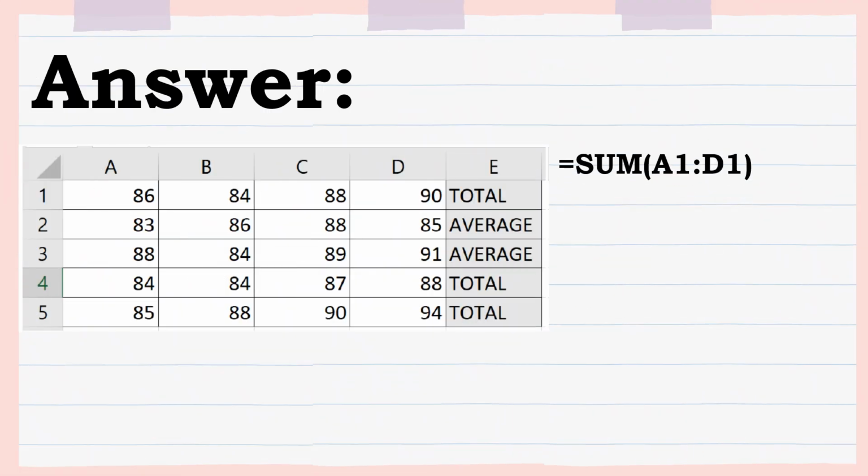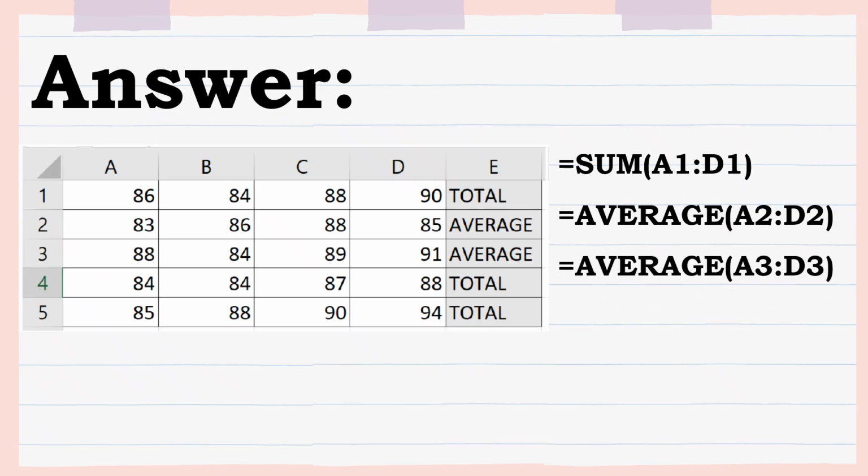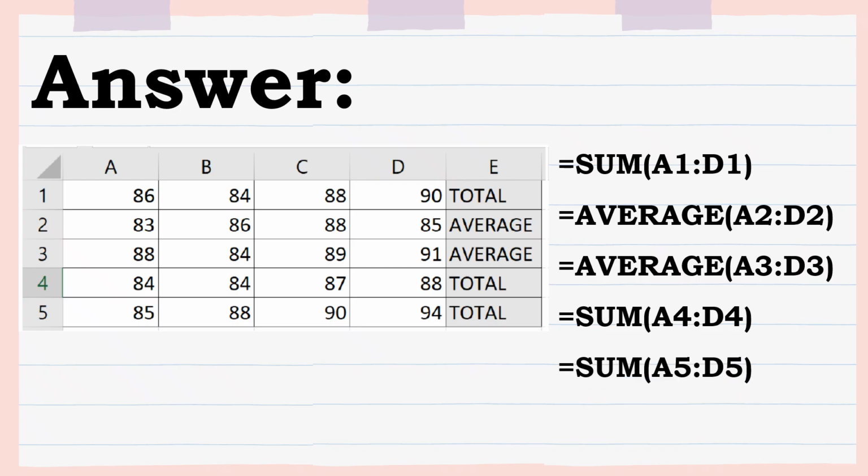Number one, the answer is equal sum A1 to D1. Number two, equals average A2 to D2. Okay, number three equals average A3 to D3. Number 4 equals sign sum A4 to D4. And number 5 equals sum A5 to D5. Okay, return the notebook to the owner. Who got 5? Okay, very good. 4, 3, 2, 1.